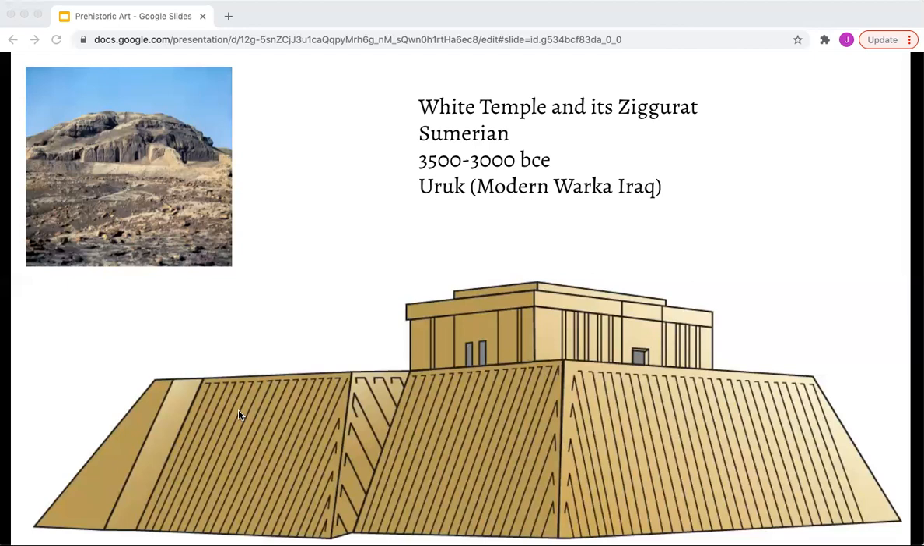This ziggurat towered approximately 40 feet high with sloping sides like a chopped-off pyramid. The rectangular corners here, here, here, and on the far side were oriented towards the cardinal points. Cardinal points, which is something that's going to come up, are your north, south, east, and west.